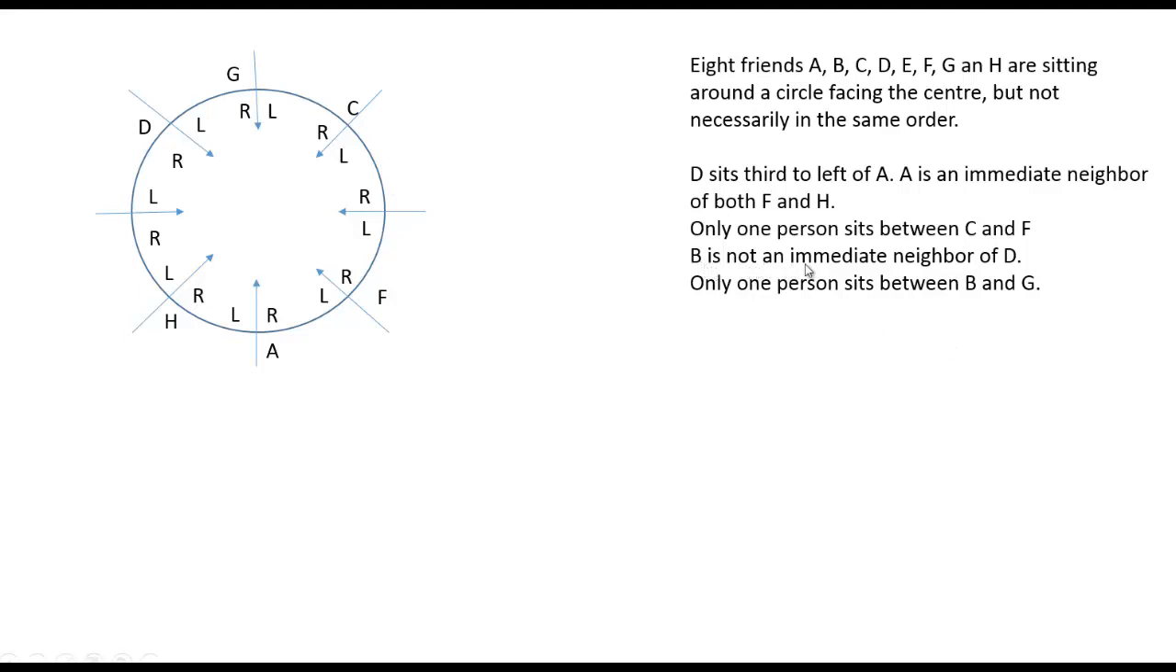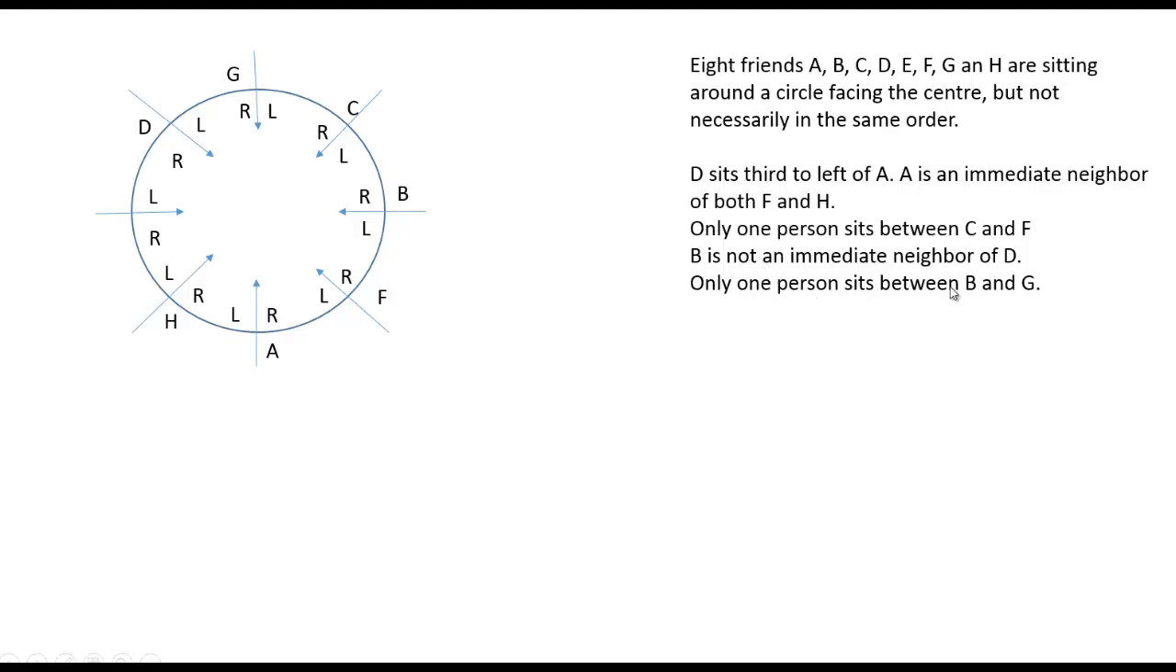B is not an immediate neighbor of D. So B cannot be here and B cannot be here, because these both positions are immediate neighbors of D, and so B should be here because this position is only left.